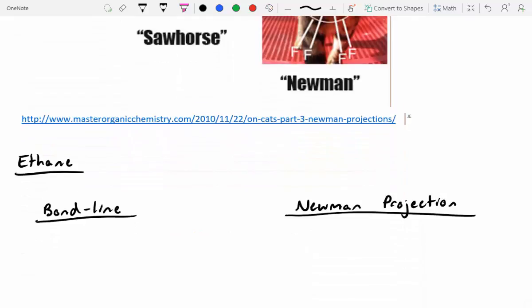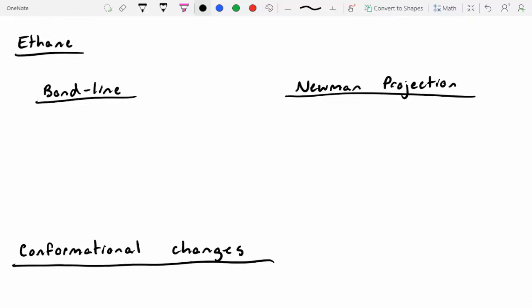So let's take a look at ethane again. We said that with ethane we've got this bond line structure, and this time I'm going to color code my bond lines. So just going to fill out my dashes and wedges first.